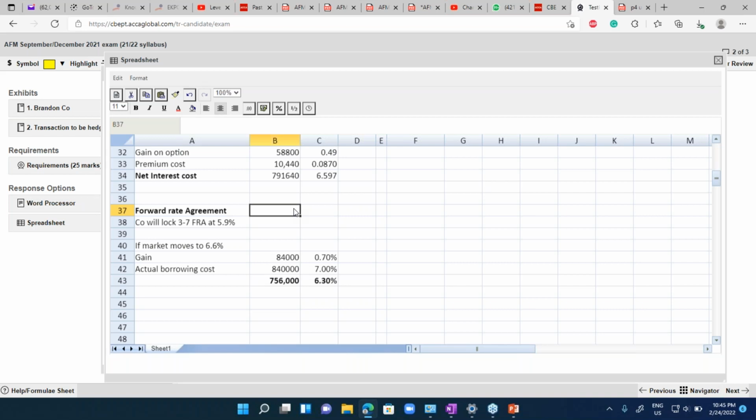Can we say that FRA has the best interest? However, the option gives flexibility to the company and that should be considered. Yes, you're right, but you have to explain it. Explanation shouldn't be in like 2 lines. You have to explain in at least 4 to 5 lines.